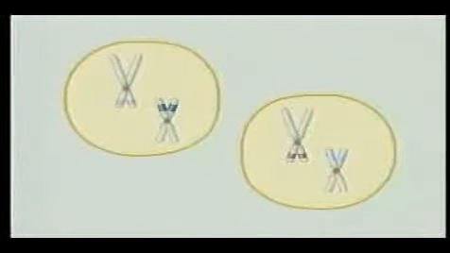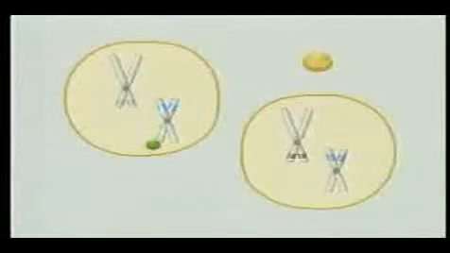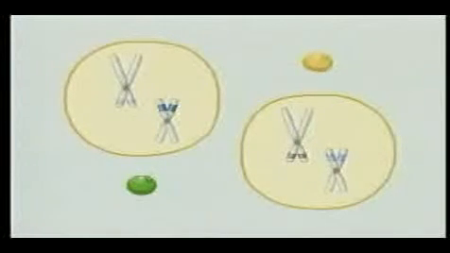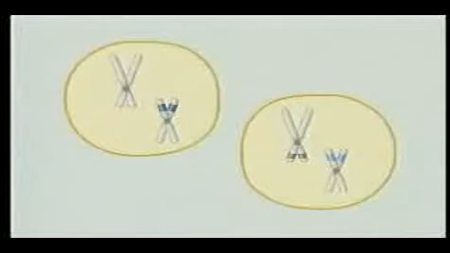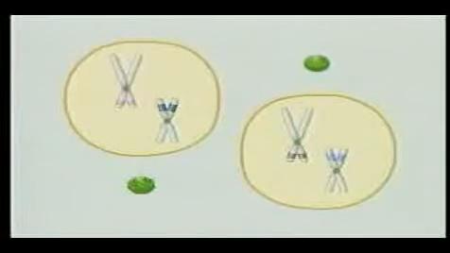The allele for yellow seeds is now in the right daughter cell, while the allele for green seeds is in the left daughter cell. This process of allele separation is called segregation. The alleles that determine seed shape have also segregated. The allele for wrinkled seeds is in the left daughter cell, while the allele for smooth seeds is in the right daughter cell.